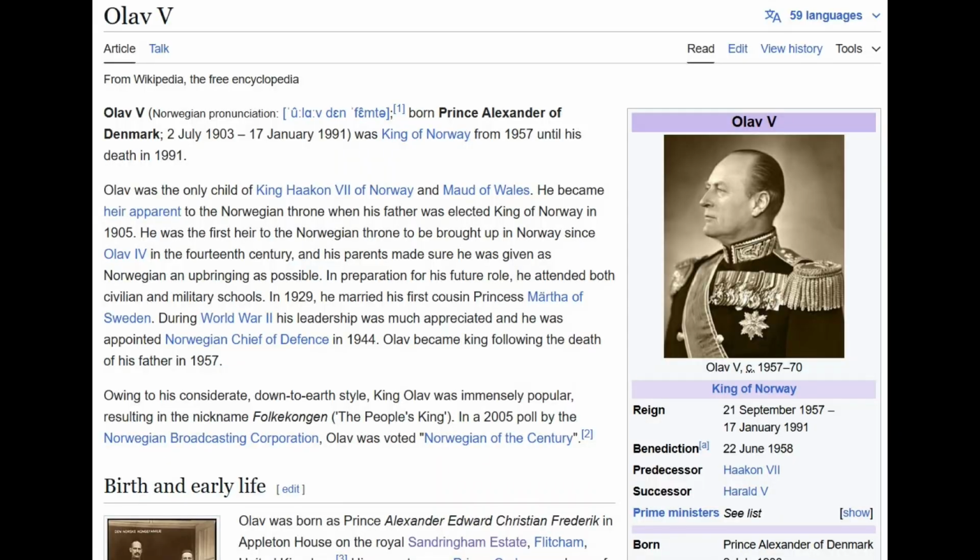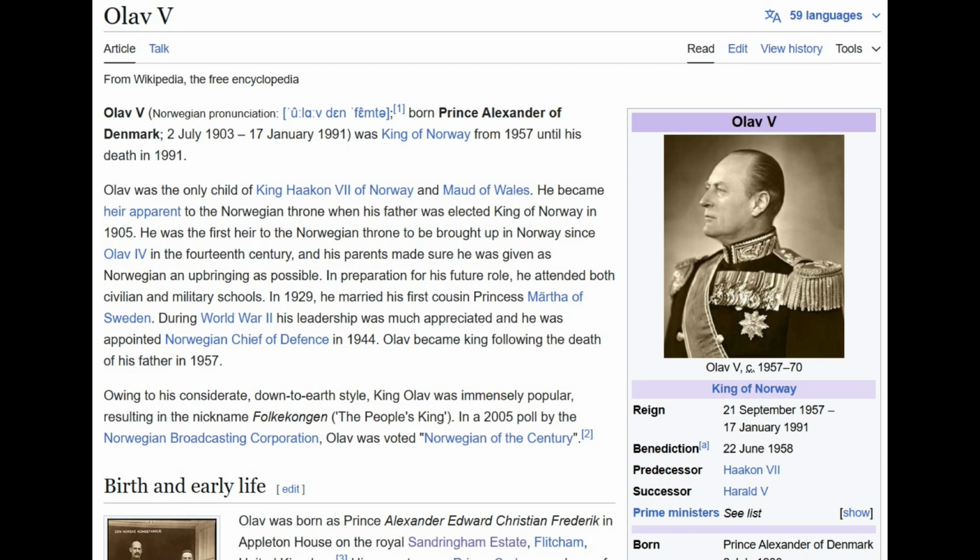Maud and Carl, who was elected as King of Norway in 1905, were living at Appleton House when she gave birth in 1903 to the couple's only child, Prince Alexander, whose name was changed to Olaf 2 years later. So he was born in Appleton House.